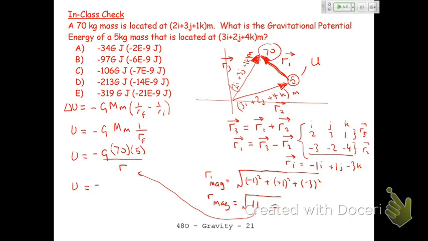So U is equal to -G 70 times 5 over square root of 11. So if I get my handy-dandy little calculator, I'm going to get 350 divided by square root 11. I'm getting 105.5, minus 105.5 big G joules. 106. The answer is C. Cool.